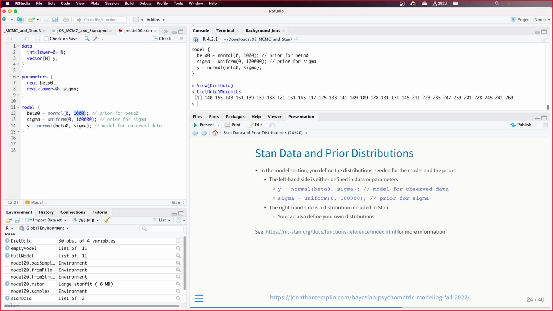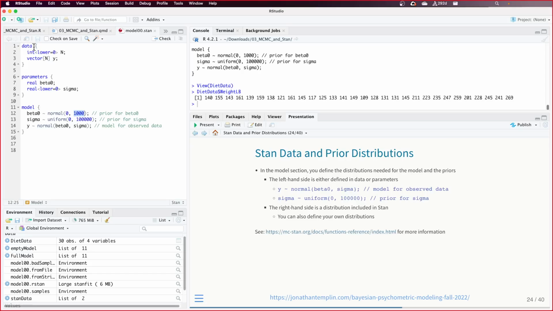Now, if the standard deviation is more than 100,000, we have a big problem because the uniform won't go that far. So that is our prior for sigma. Did that answer your question? Other questions on that? So here's the big irony to all of this.